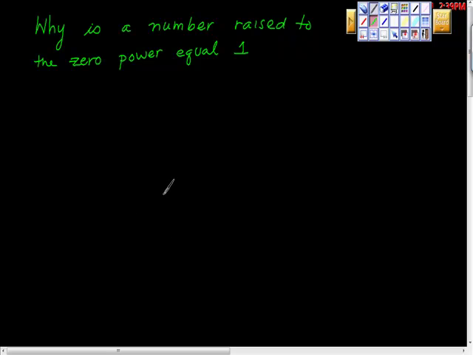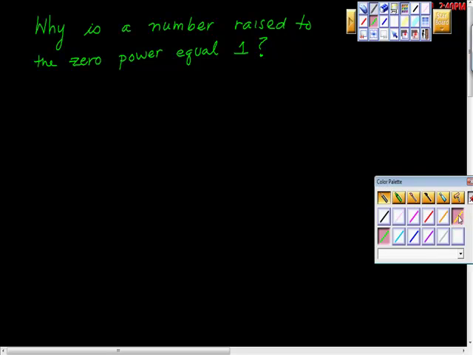So here's the question that we have to think about today. Why is a number raised to the zero power equal to one? Let me start by saying this, that it is not always equal to one.